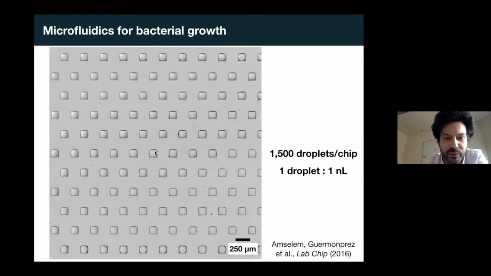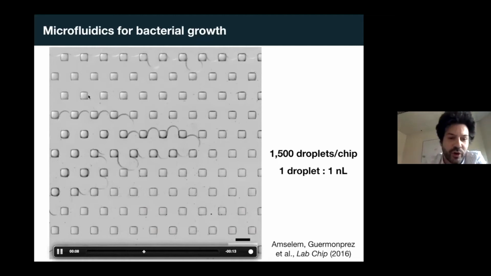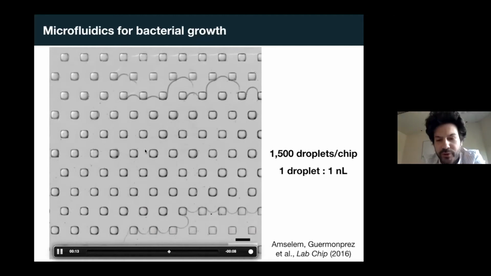Okay, it looks like this. From the beginning, it looks like this. So we have here our small pockets. We look at it from the bottom. Here, everything is filled with a medium that contains bacteria, which you do not see because the magnification is too low. And you push this medium with oil, and you see the oil-water interface arriving. And you see that this thing self-digitizes into small droplets. And so you produce like this 1,500 droplets in a couple of minutes, roughly, on your device.